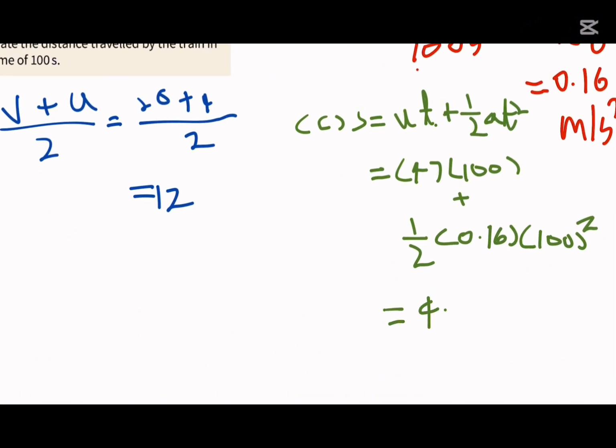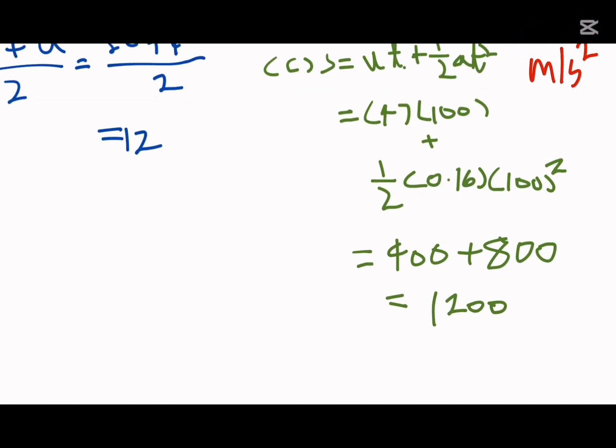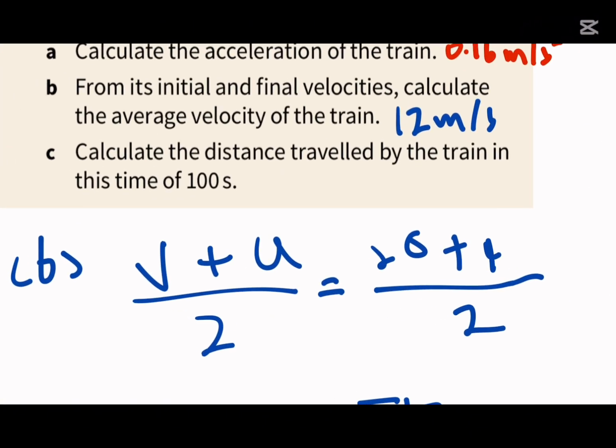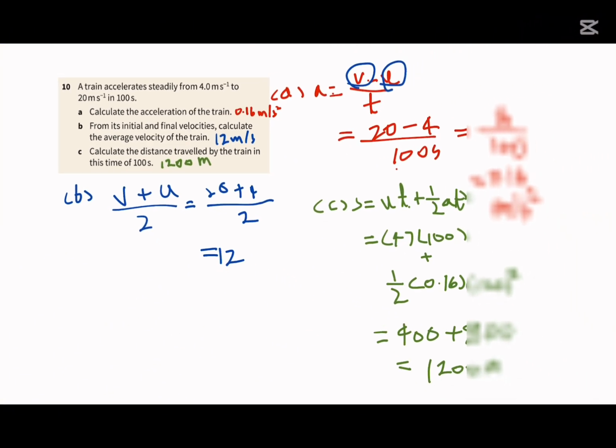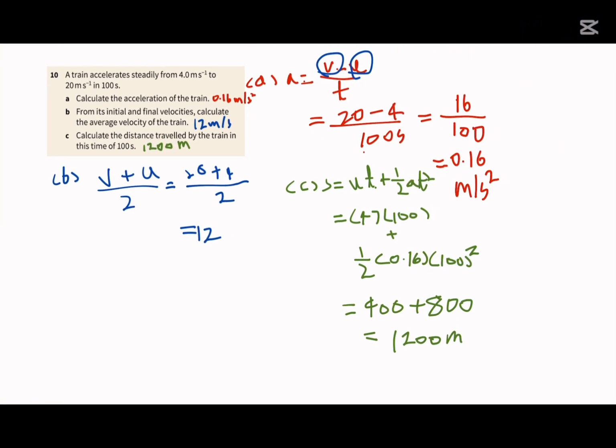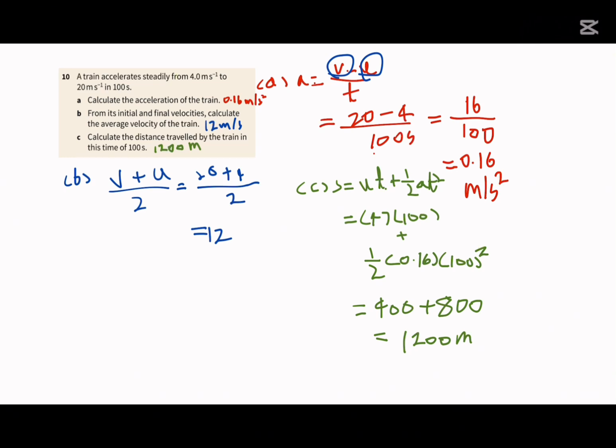And then I'll just use the calculator now. 1/2 times 0.16 times 100 squared gives 800, plus 400, and then that would be 1200 meters. So the train will travel 1200 meters in the time of 100 seconds. So these are the answers to question number 10, or question number 2 in our case. So let's move on to another question.